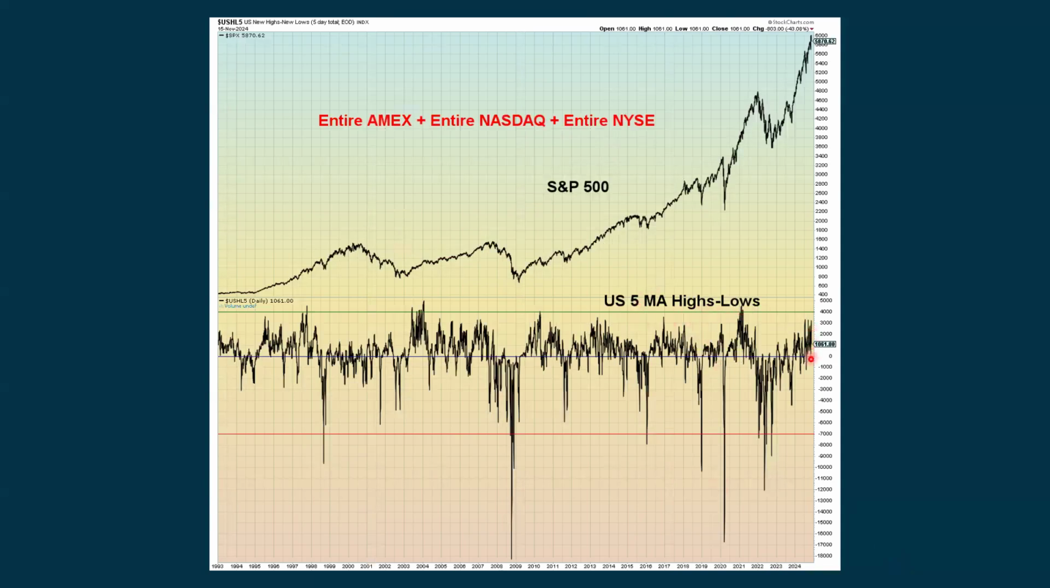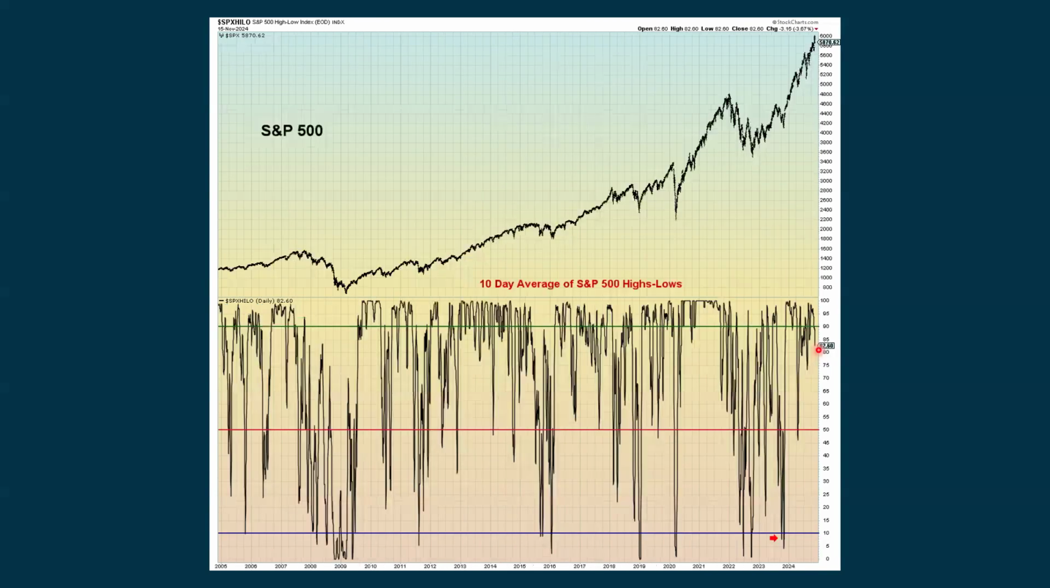We're still above zero. Now, if we drop below zero, that's going to turn things negative in the longer term, but we're still hanging out above that level for right now. And then we take a 10-day average of the highs and the lows for the S&P. And when we were really going up, and for a lot of 2024, we've been just pegged near the top here, above the green line.